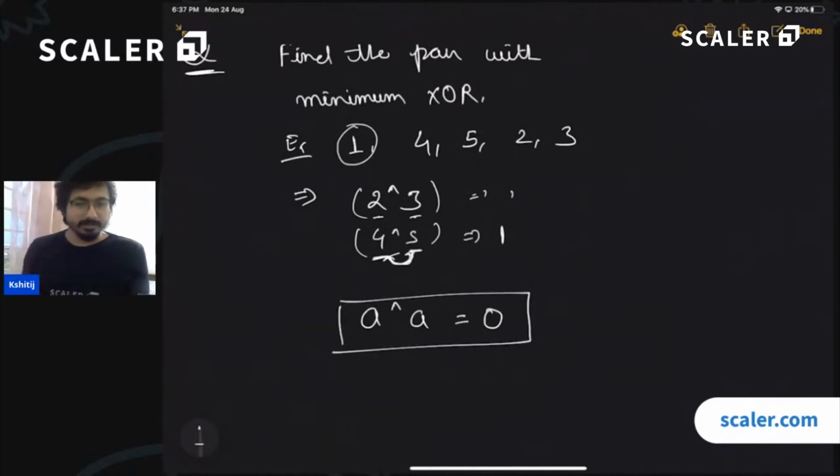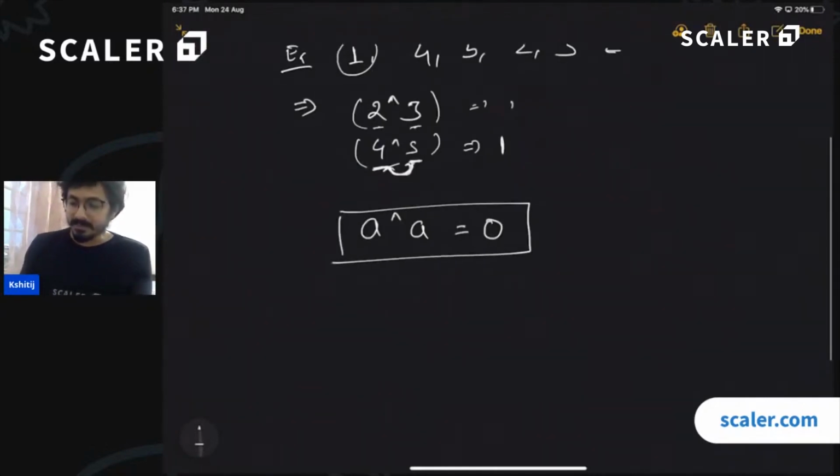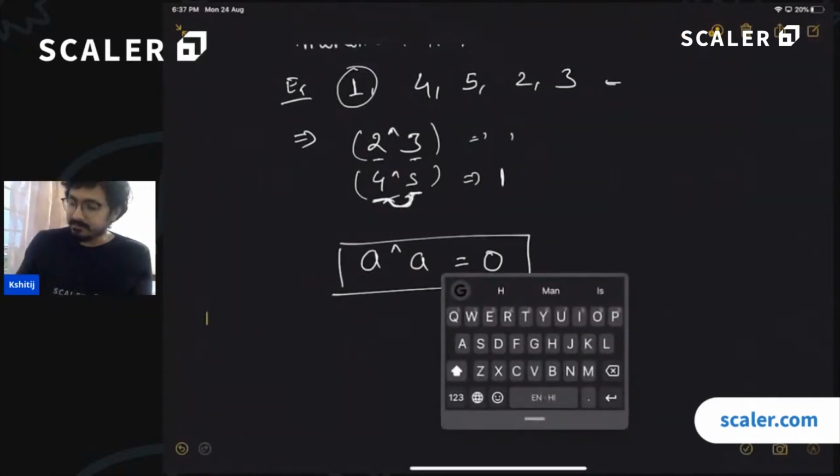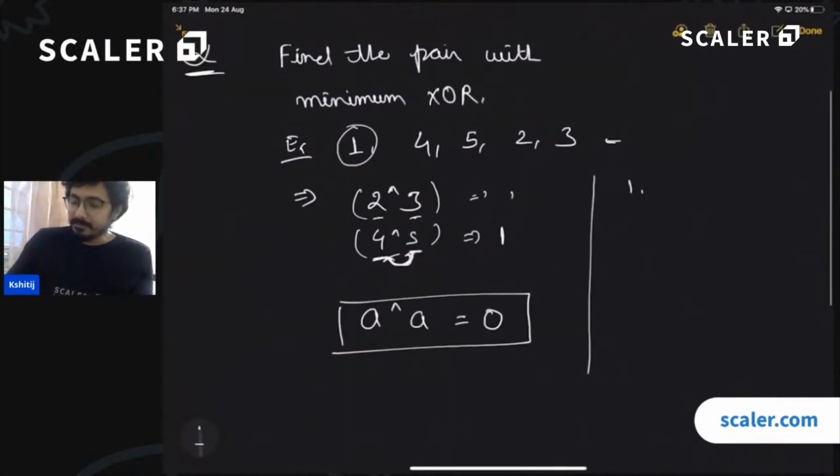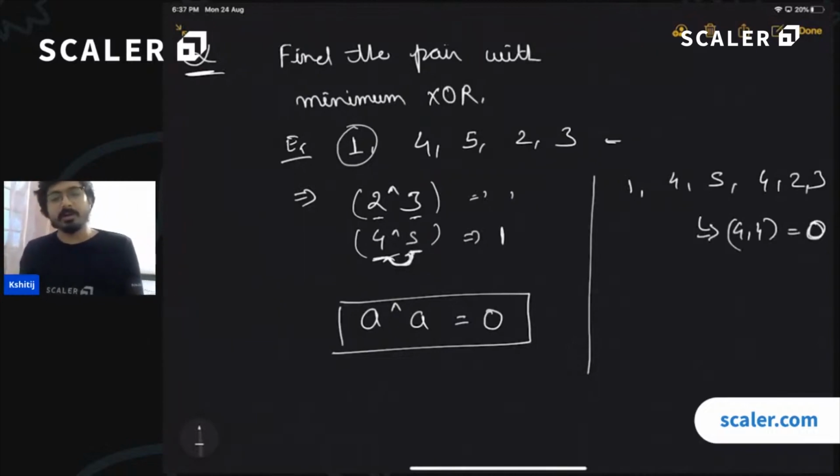XOR of A and A is always going to be 0, which means that if I have a number which is repeating in this array, can I say that the minimum XOR will always be 0? If I have an array which has a pair where the numbers are repeating, if this is the array, what should be the answer? The answer would be 4, 4, because this will always return 0, and we cannot have a XOR which is less than 0 if all the numbers are positive, right? So if I can find a number which is repeating in the array, then the answer is always 0, right?